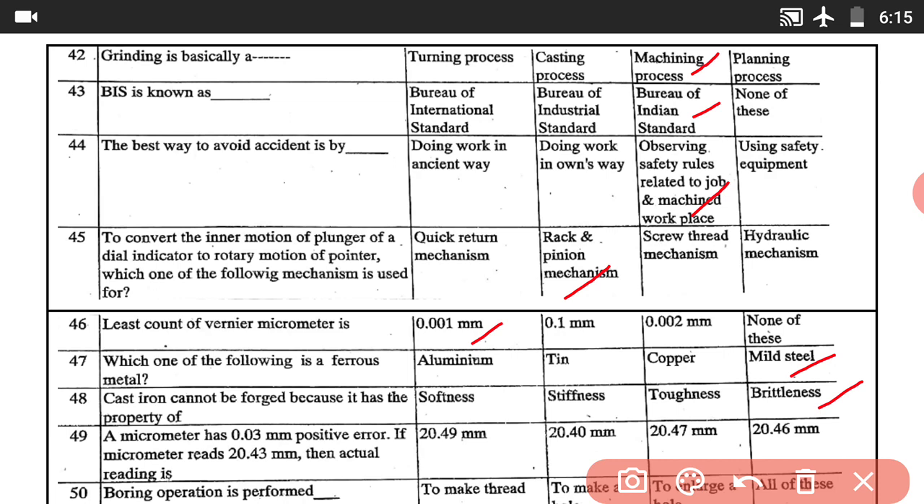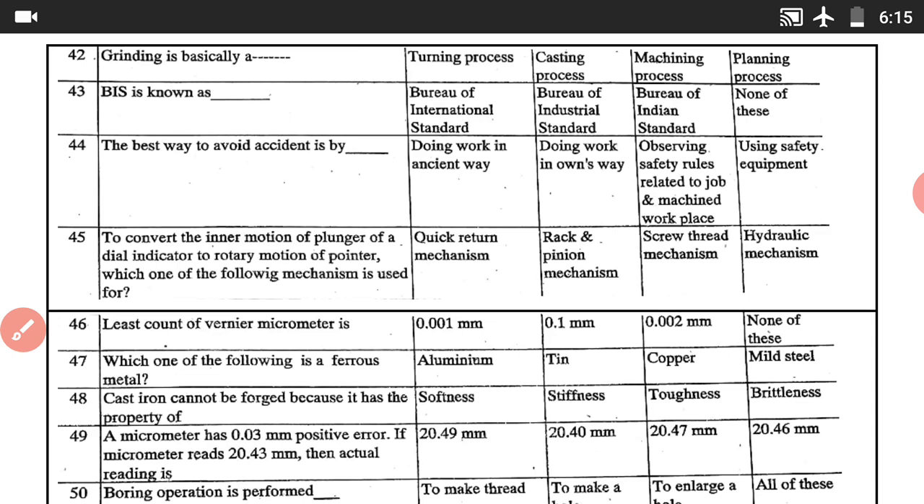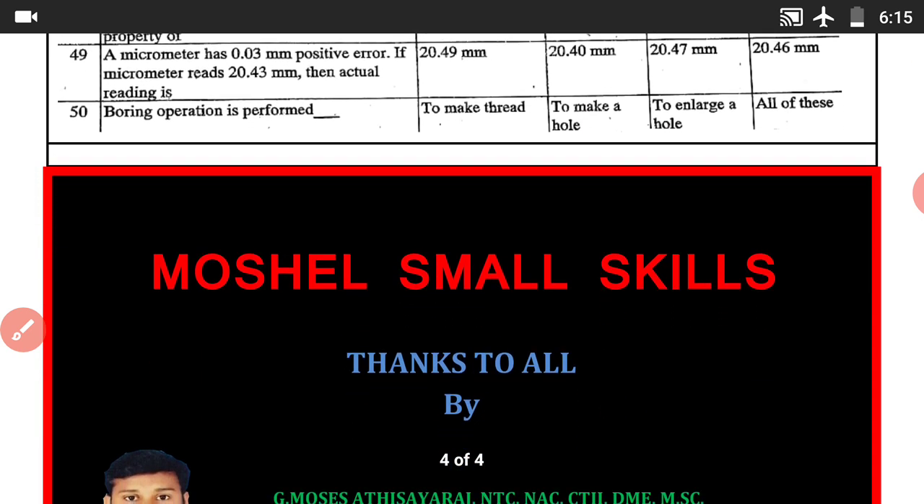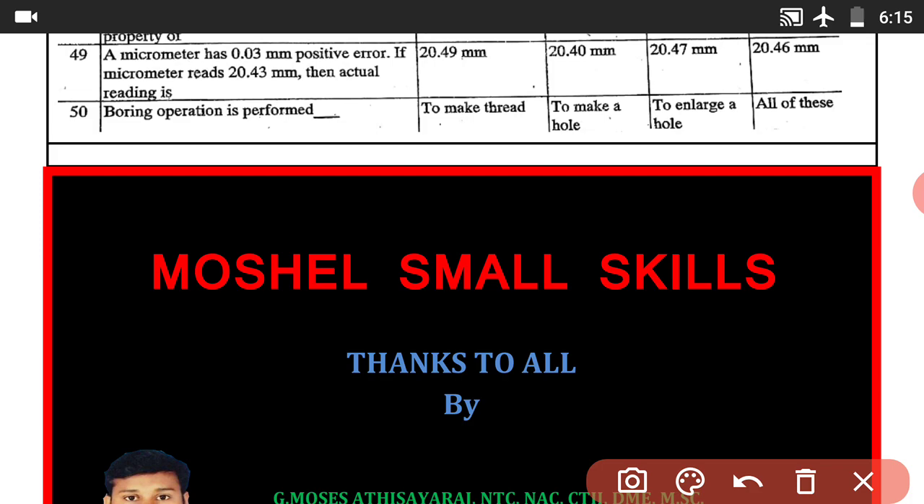Question number 49. A micrometer has 0.03 mm positive error. If the micrometer reads 20.43 mm, then the actual reading is dash. The answer is 20.49 mm. Option A is the correct answer, 20.49 mm.